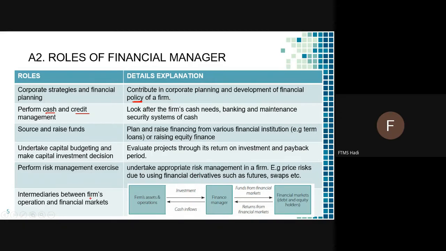And the last one, this is the most important among all of these: intermediaries between firm's operations and financial markets. What do you mean by intermediaries? It is a middleman. The finance manager is a third party or middle person between a company and the financial market. Financial markets such as banks, the securities market, and the futures market. So the finance manager will act as a middleman to smoothen the transactions between the company and financial markets. Okay, so these are the example of the flow.